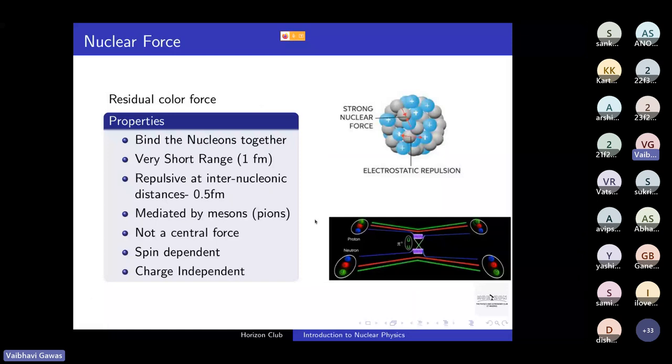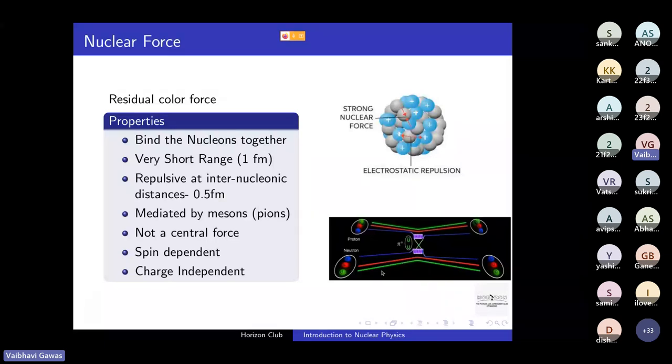Nuclear interactions in the sense of how a proton and neutron, or a proton and proton, or a neutron and neutron interact inside a nucleus. So their interaction, you can see in this particular black picture over here, is via bosons called the mesons, and here is a pi meson. And this pi meson is basically arising from your residual color force.